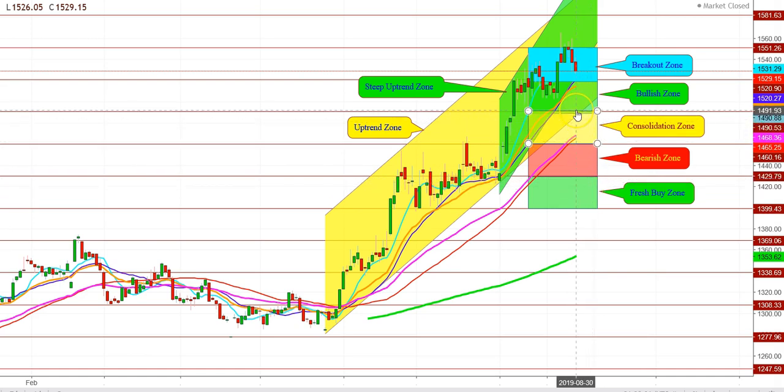But I find that the gold futures will hardly break these levels, which is currently at the level of $1,491, because this is my bullish zone where the gold futures will find immediate support.